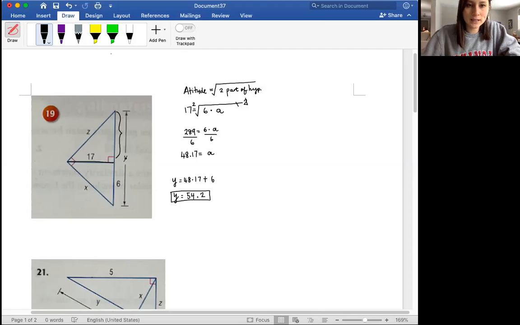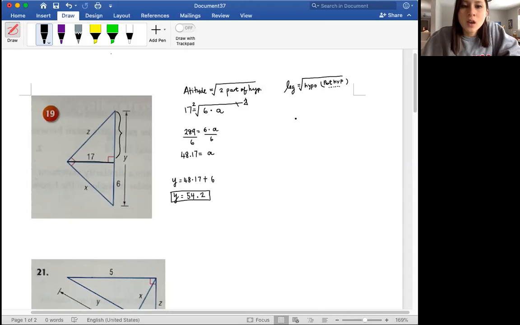Now we found y. That's good. Let's do x or z. Now, x and z are the legs, so we're going to use the leg theorem. And the leg theorem states that the leg is the square root, or the geometric mean, of the hypotenuse and the part touching the hypotenuse. The part of the hypotenuse that's touching the leg, right? That's a lot to write out for me here.